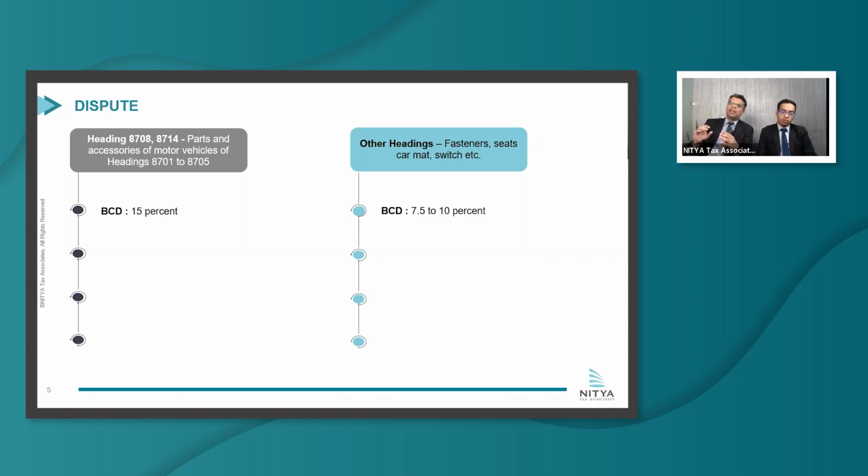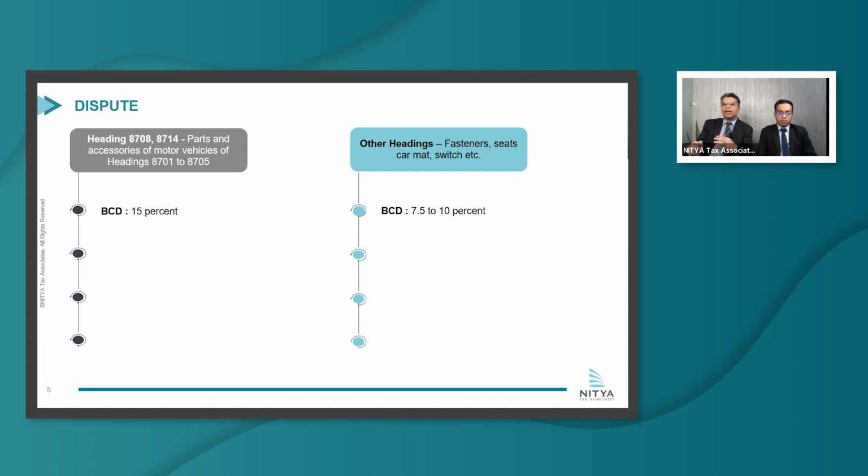So if, let us say, you are an importer of auto parts, or a manufacturer who imports your inputs, a first logical question for the BCD rate, which has a direct cost impact, is whether the BCD rate would be higher or lower.